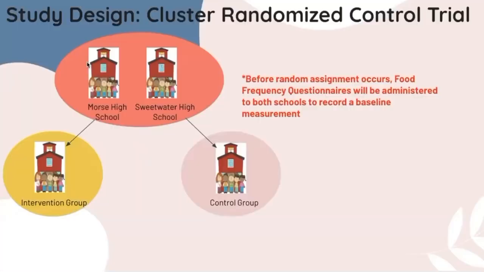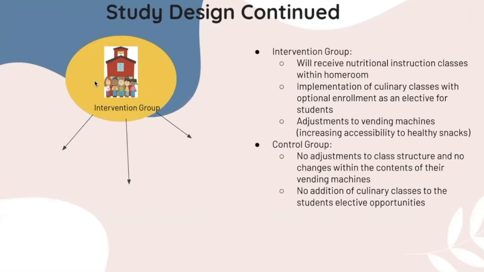Our intervention study design is a cluster randomized control trial. Before random assignment occurs, food frequency questionnaires will be administered to both schools to record a baseline measurement. After the baseline measurement is recorded, the schools will randomly be assigned to either the intervention group or the control group. The intervention group will receive 3 changes.